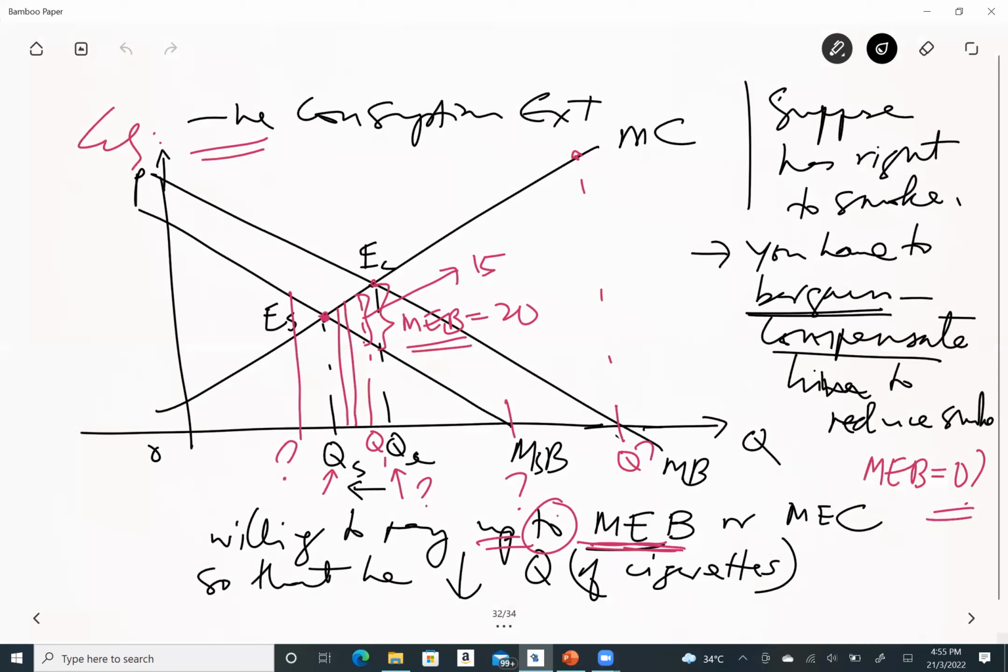Okay, you know it will end up at ES. All right, now you have the right to clean air. So where is the initial point? ES. Kalau ES tak ada bargaining lah. Betul kat situ. Okay, there must be bargaining.